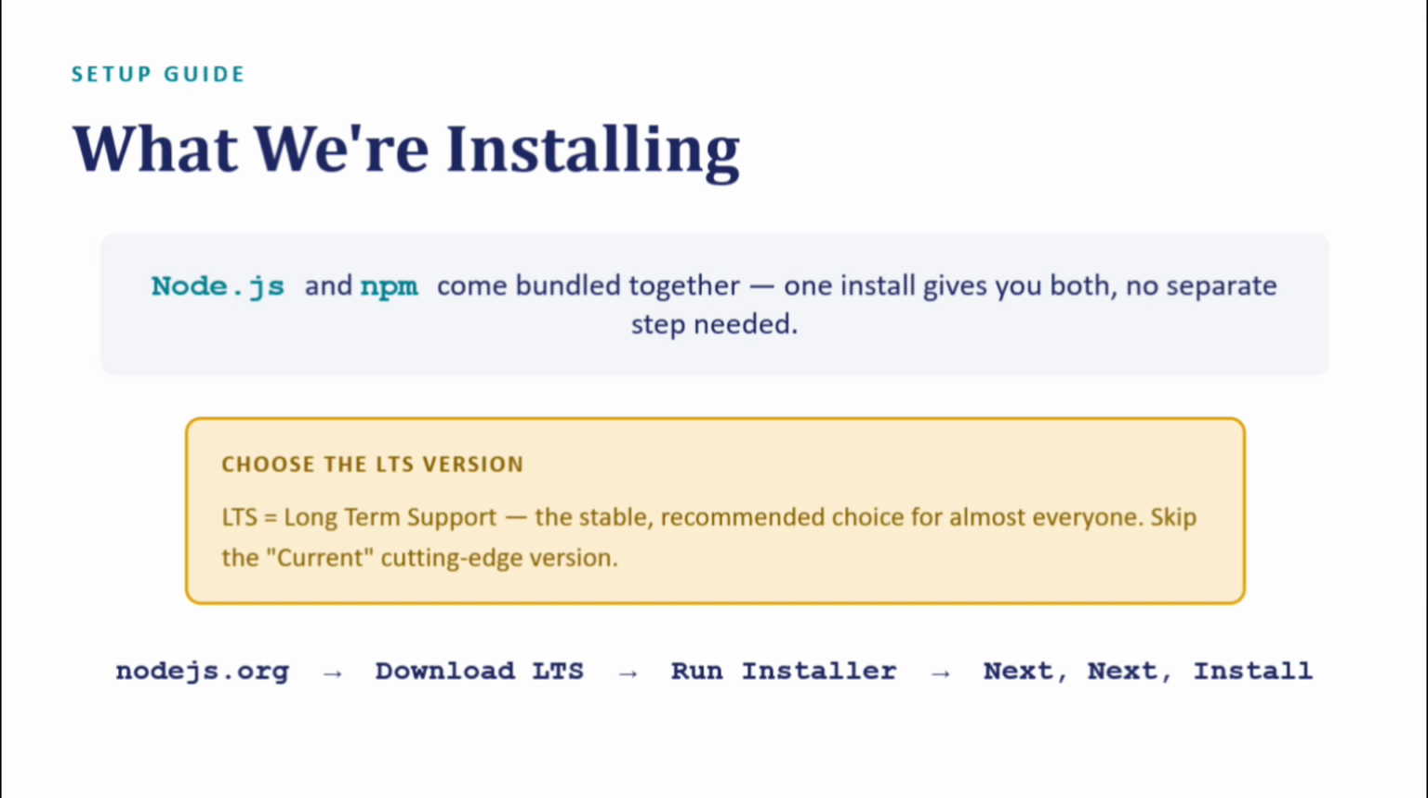What are we installing in this video? In this video we will install Nodejs and npm, and when we install Nodejs in our system, npm comes bundled together with it. Once we install Nodejs in our system, we will get both Nodejs and npm. And we will download the LTS version of Nodejs in this video.